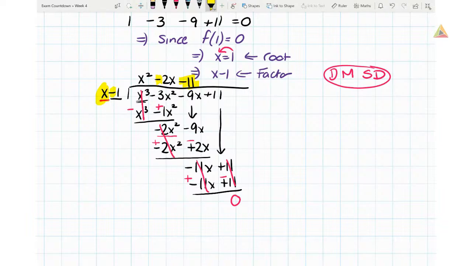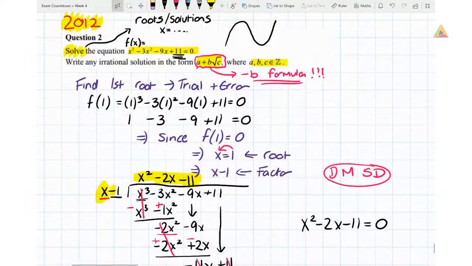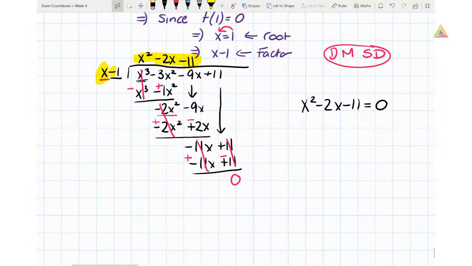So like we did the last time, we're going to go back up here. We're going to take our quadratic, so that's x squared minus 2x minus 11. We're going to create an equation from it, so we're going to equal it to 0. Why am I equaling it to 0? Well, that's what was in the question at the very start. So the cubic at the start was equal to 0, okay?